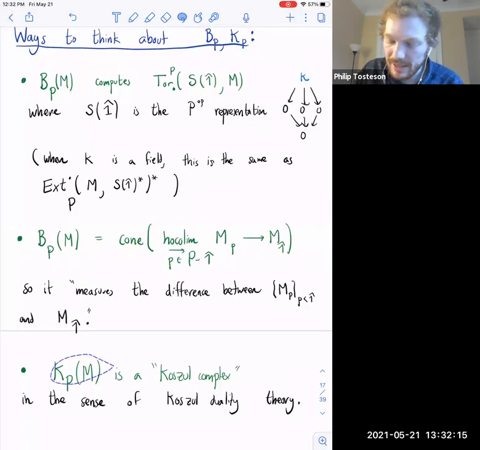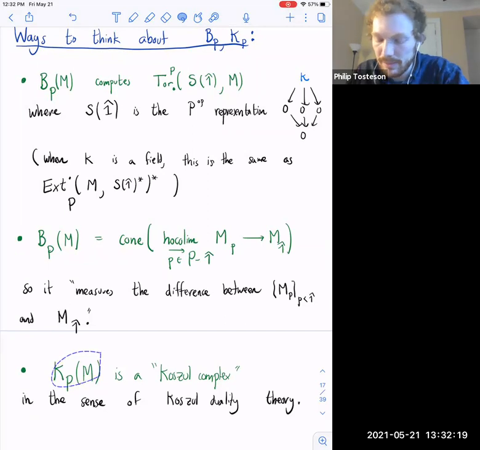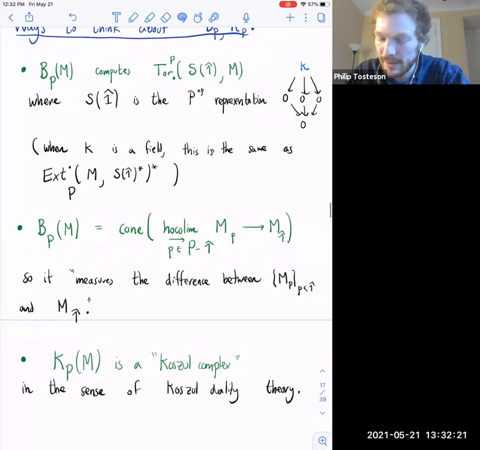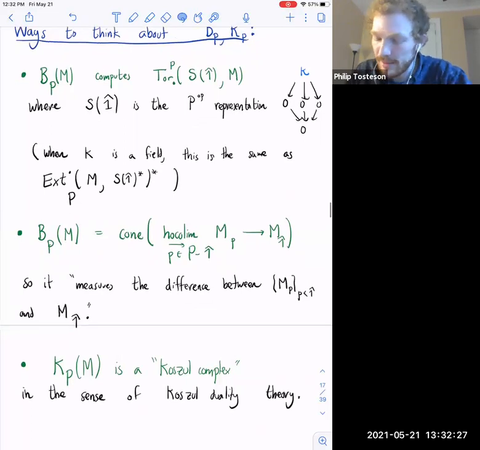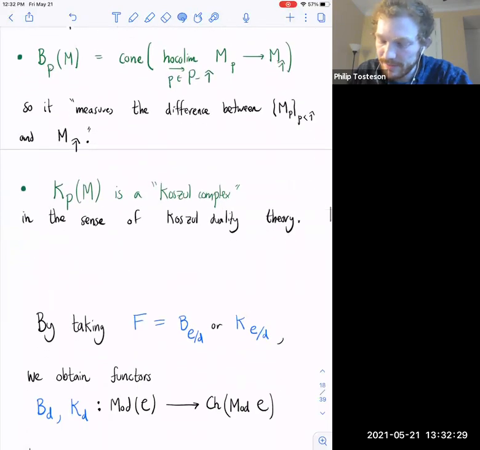And the third thing is that you can interpret KP of M as being a Koszul complex in the sense of Koszul duality theory. So there's a theory of simplifying bar complexes into smaller ones that sometimes works, and this is kind of an instance of it.